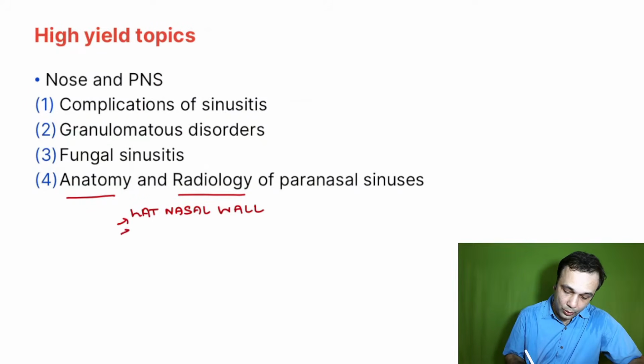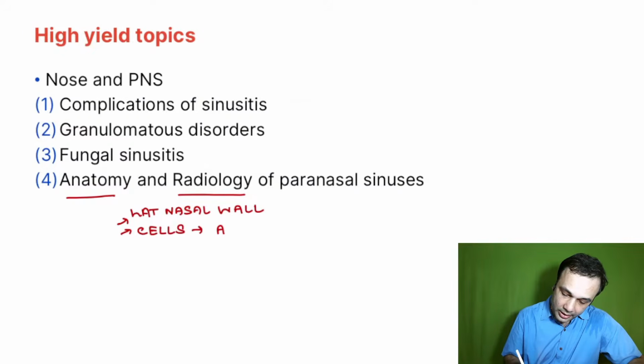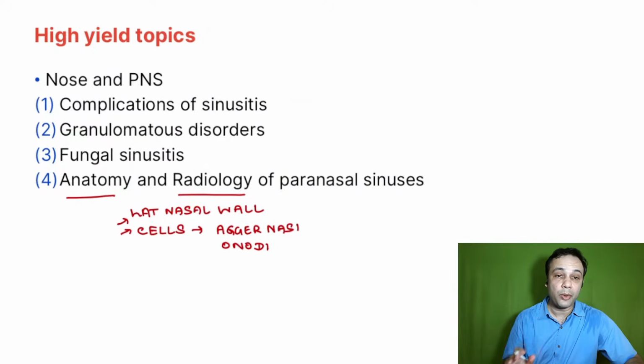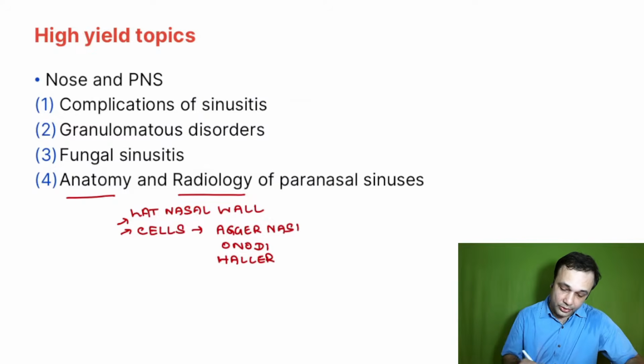Then we do have the various cells in radiology. The commonly asked questions were related to agger nasi and Onodi cell. These were the two important ones that were asked. Apart from that, there is one more cell, that is Haller cell, that has been asked. So these are a few important questions as far as anatomy and radiology of the paranasal sinuses were concerned.